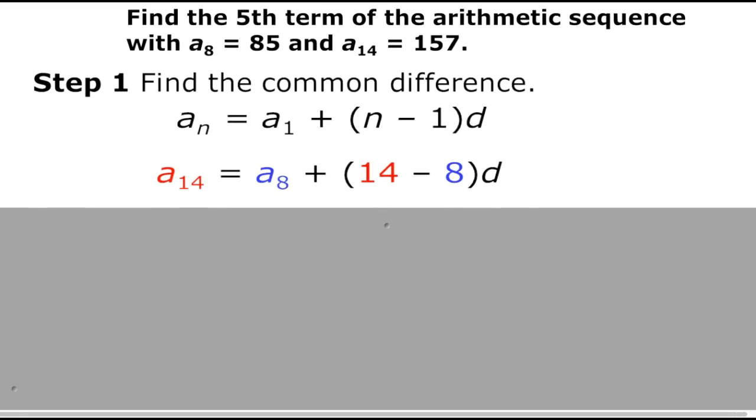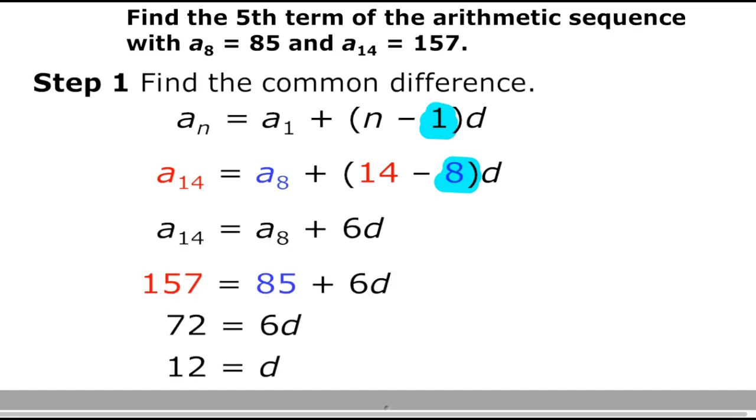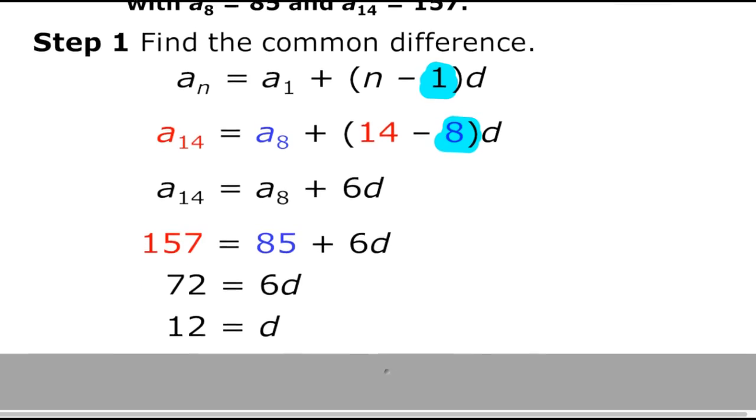And so what we know is that a sub 14 is going to be equal to a sub 8 plus, now it's not just 14 common differences, it's 14 minus 8 common differences, because it didn't give us the first one, it gave us the 8th one. So the difference in here is that instead of just plugging a 1 in there, they didn't give us a sub 1, they gave us a sub 8. So we have to do 14 minus 8 common differences. Right, so if you calculate that, you end up with a common difference of 12.